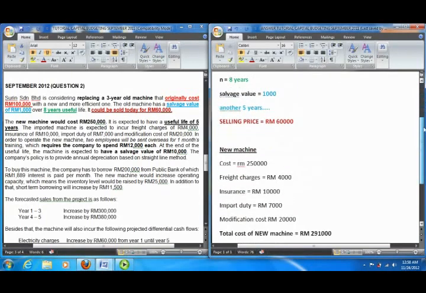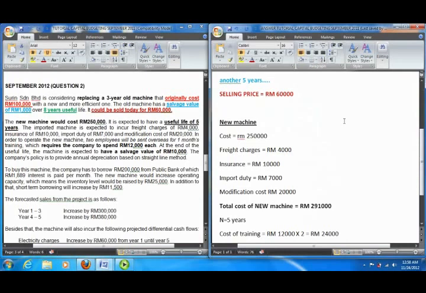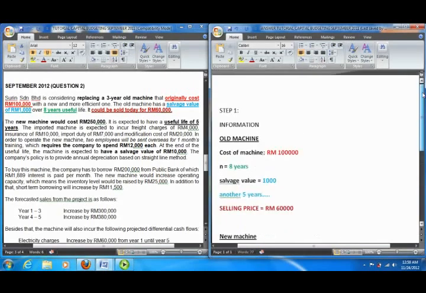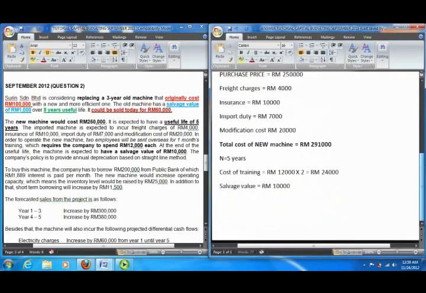Alright. Okay. For your new machine, I repeat class, don't forget to include all costs such as freight charges, insurance, import duty, modification cost must be included in the purchase price. So the total cost of the machine actually is RM 291,000. Alright, so this is the information, old machine and new machine.